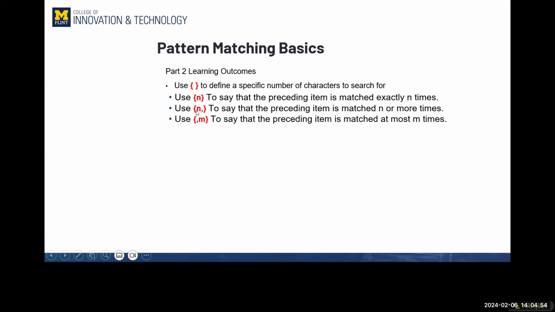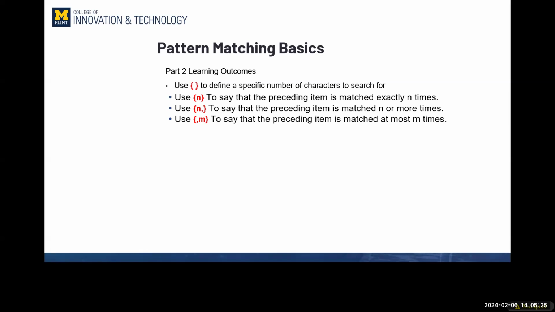If we have a number, then a comma, and that's it, this means that the preceding item is matched n or more times, at least n times, at least 3 times, for example. If we have the curly brace, 3, comma, it means we need this item to be matched at least 3 times or more.